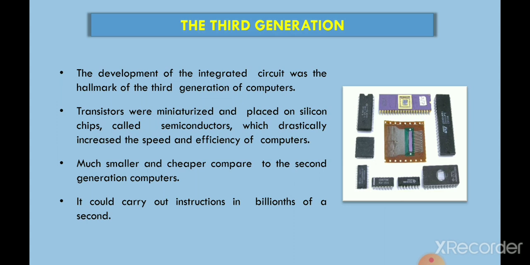The third generation: the development of the integrated circuit was the hallmark of the third generation of computers. Transistors were miniaturized and placed on silicon chips called semiconductors, which drastically increased the speed and efficiency of computers. They were much smaller and cheaper compared to second generation computers. They could carry out instructions in billionths of a second.